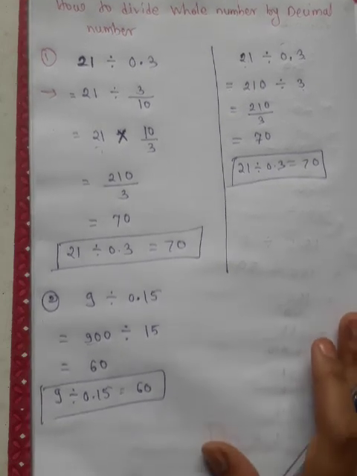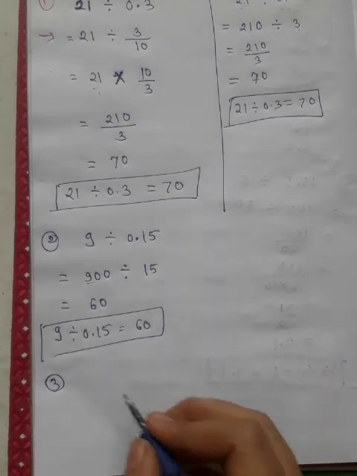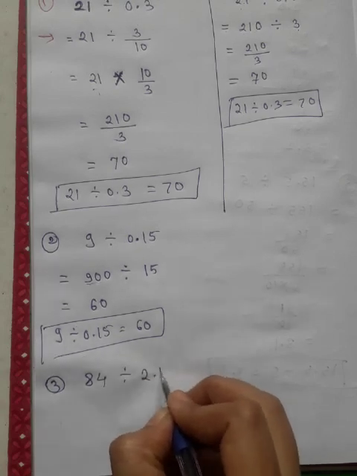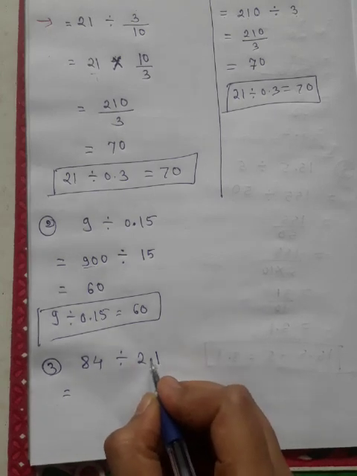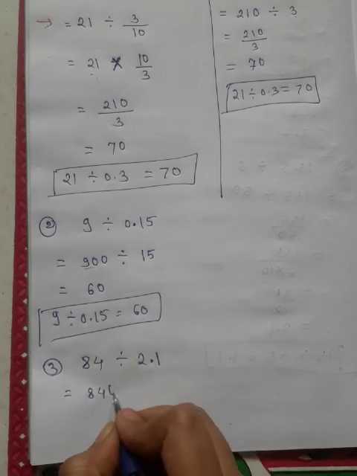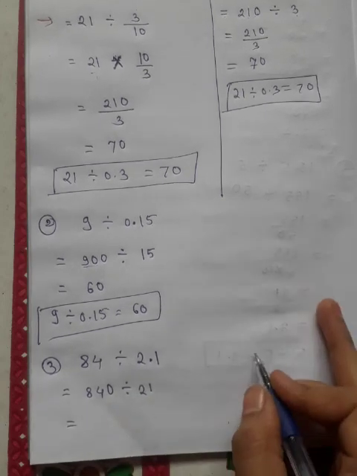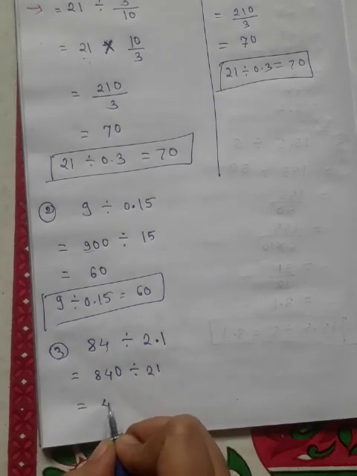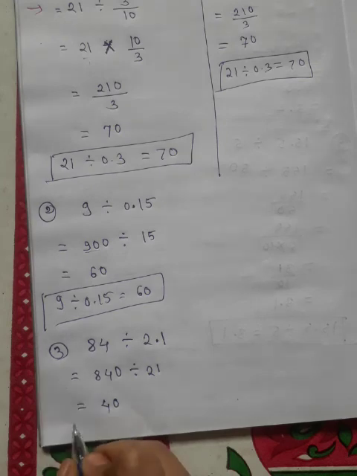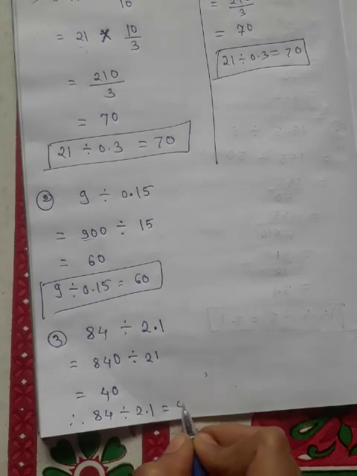Okay, now see one more example. Example number 3. 84 divided by 2.1. Whenever we divide any whole number by a decimal number, see there is one digit after the decimal point, so put a 0 in the dividend and remove that decimal point. Now divide 840 by 21. We know 21 4s are 84 and this 0 remains as it is. So therefore 84 divided by 2.1 is nothing but 40.